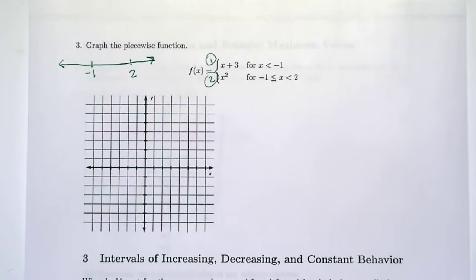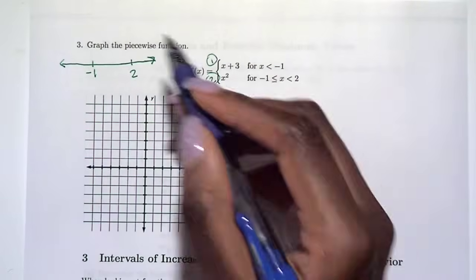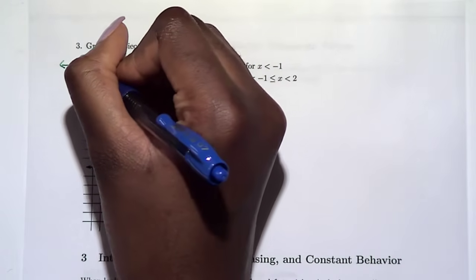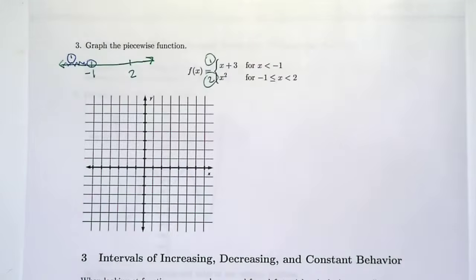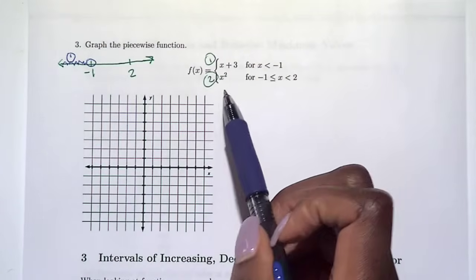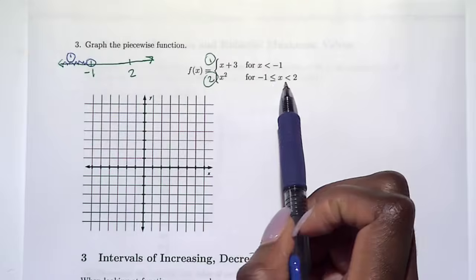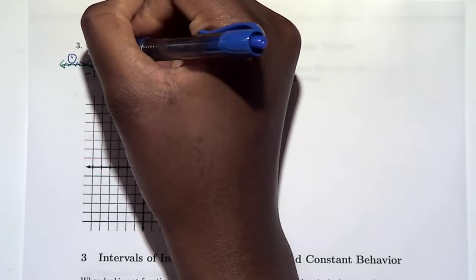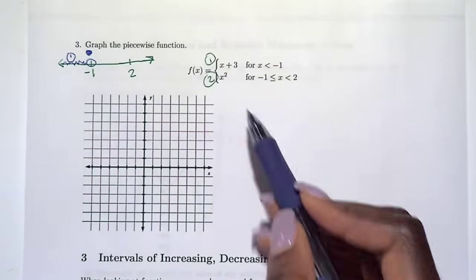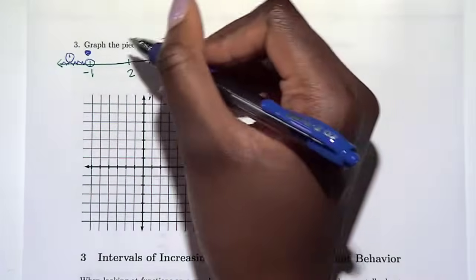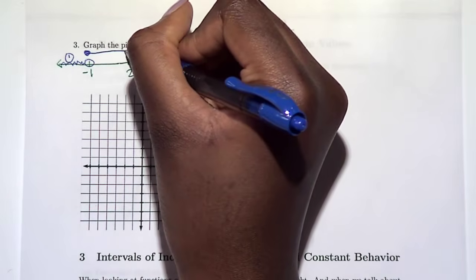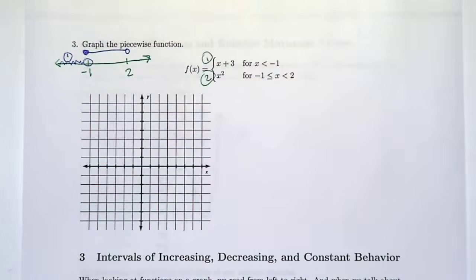All right, so for part 1, we do not want to include -1, but we want everything less than that. So that's part 1. The second part, we want to include -1 and go to 2, but we don't want to include 2. And this can help you when you're graphing as well, so you know where open circles are and where closed circles are. Okay, so let's look at the first piece, one piece at a time.